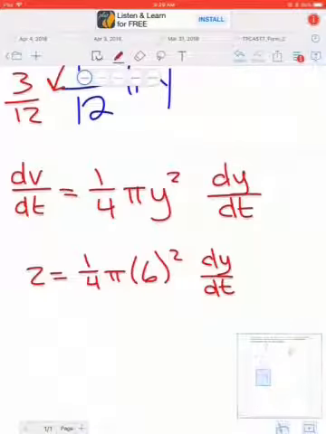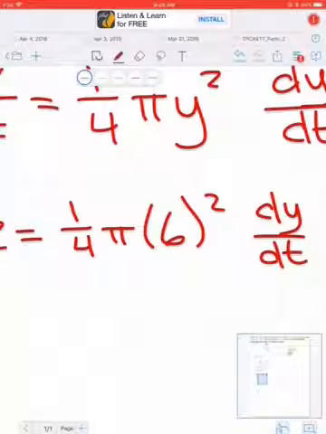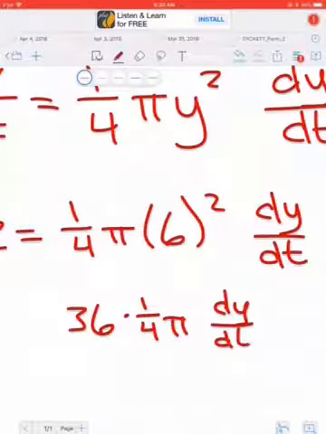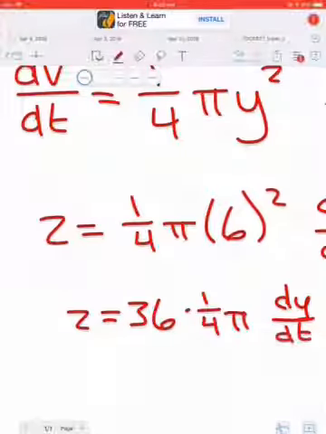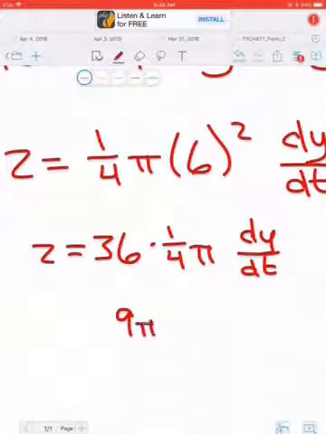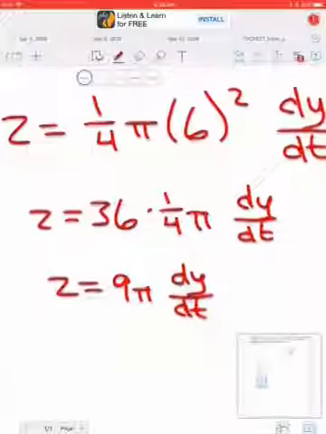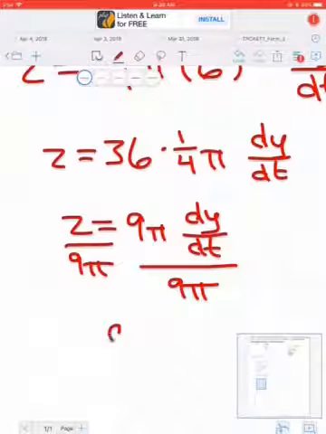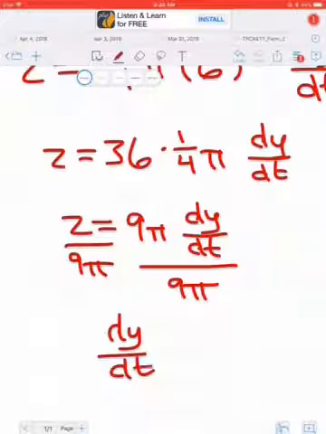So from here, we just have to simplify everything. 6 squared is 36 times 1/4 pi dy/dt equals 2. 36 times 1/4 reduces to 9, so we have 9 pi dy/dt equals 2. To solve for dy/dt, we divide both sides by 9 pi, which gives us dy/dt equals 2 over 9 pi.